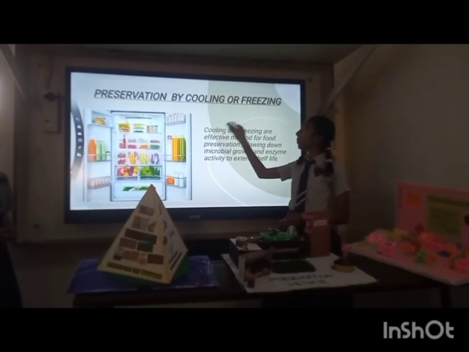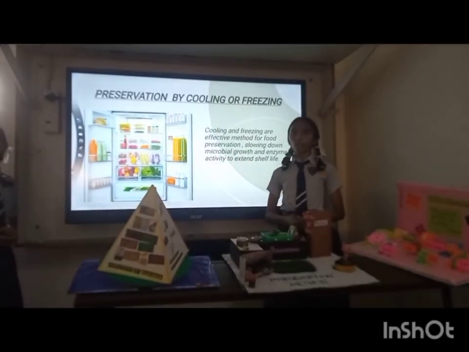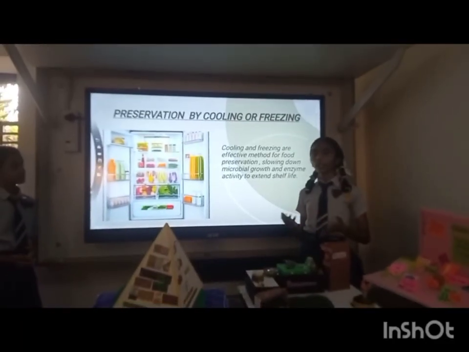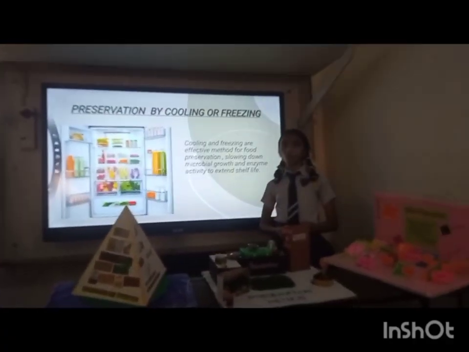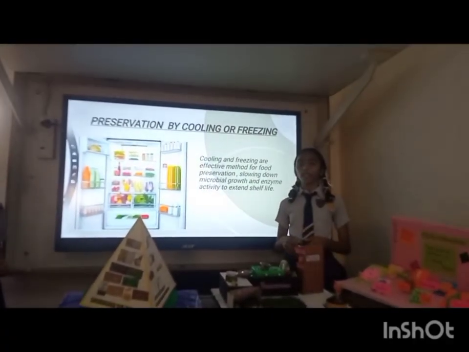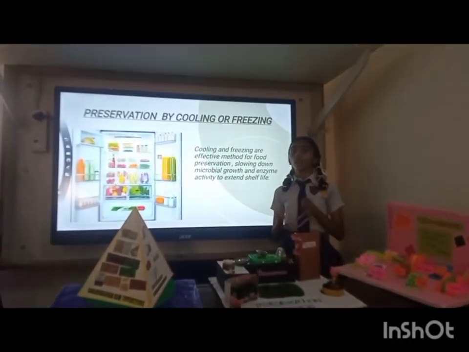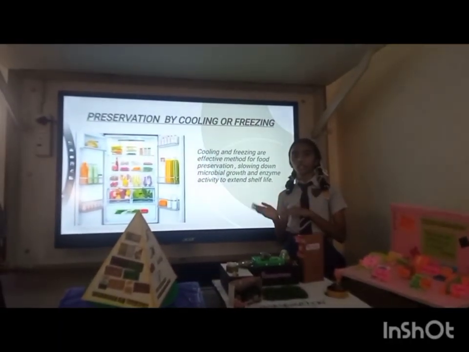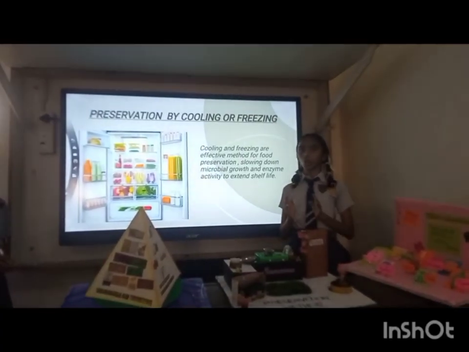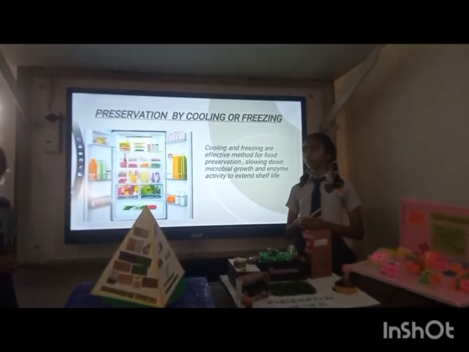Now I will explain preservation by cooling or freezing. Cooling or freezing are effective methods for food preservation, slowing down microbial growth and enzyme activity to extend shelf life. Cooling, typically using refrigeration at 0 to 4 degrees Celsius, inhibits bacterial growth and extends shelf life.